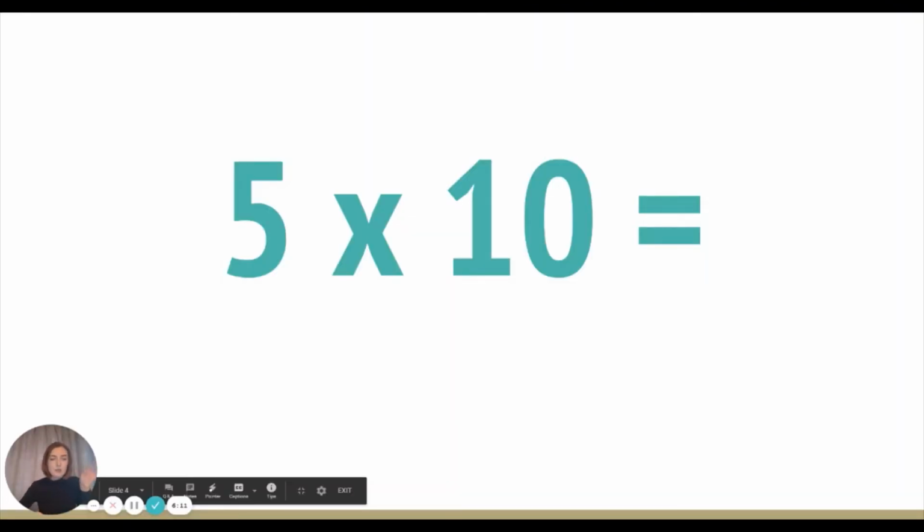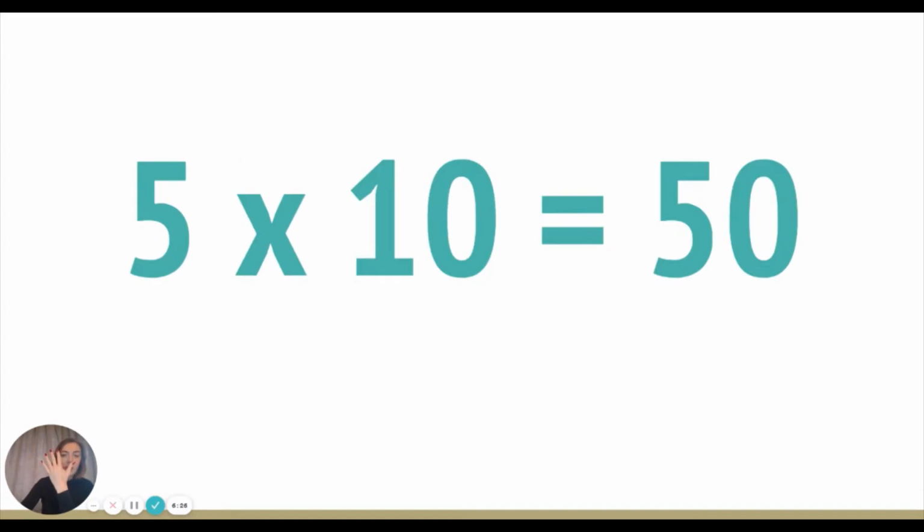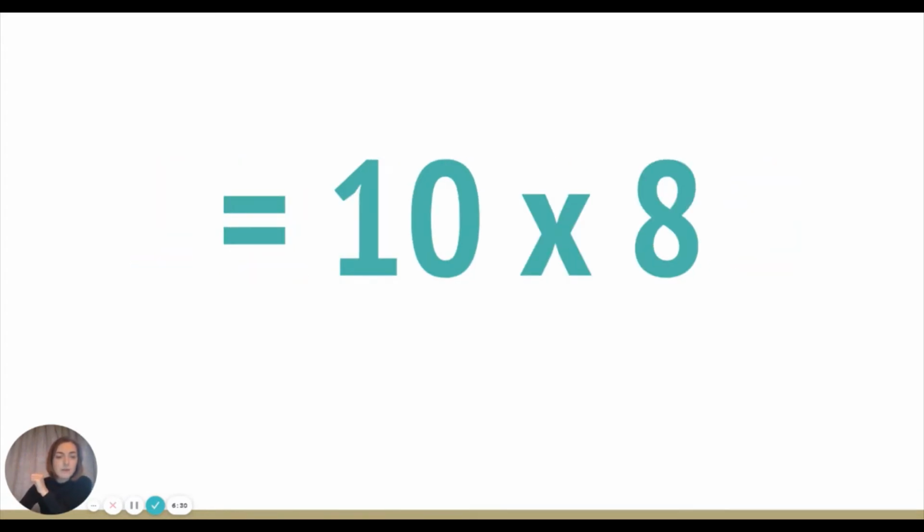So now we've had a little look at that. Hopefully you can use your counting in tens to work these numbers out. If I asked you to work out 5 times 10, I could use my fingers to count up 5 lots of 10. 10, 20, 30, 40, 50. 5 times 10 is 50. Your turn. Can you work out 10 lots of 8?